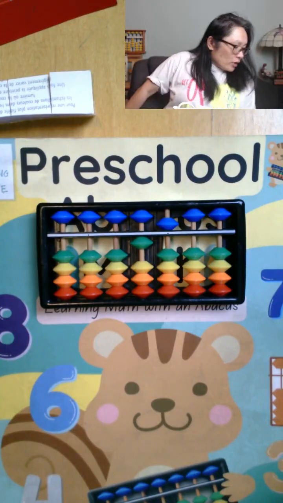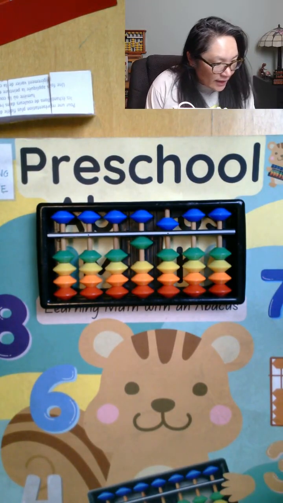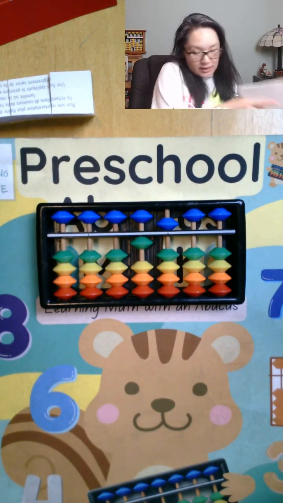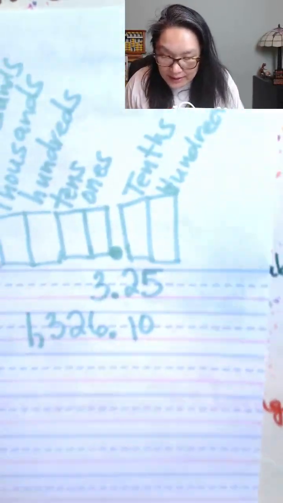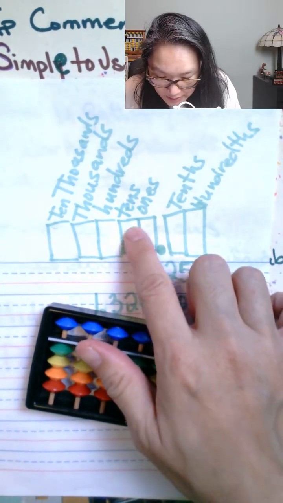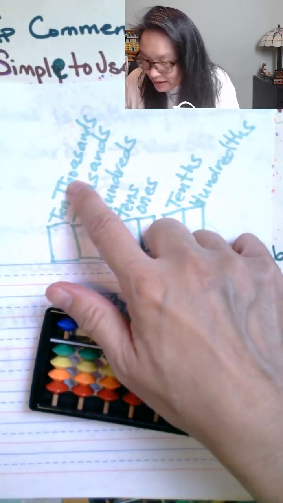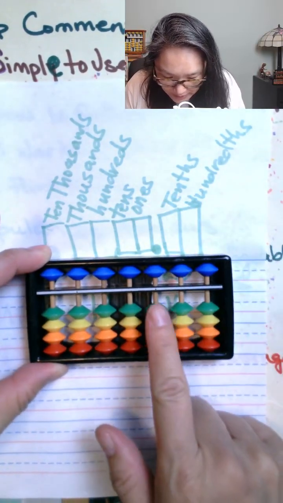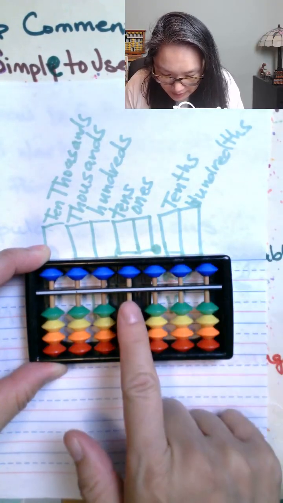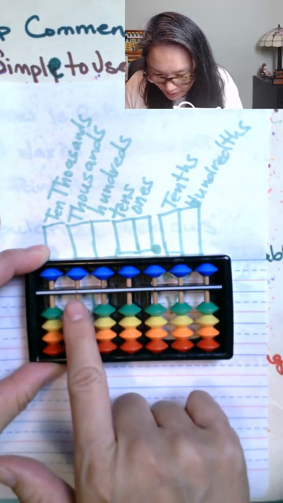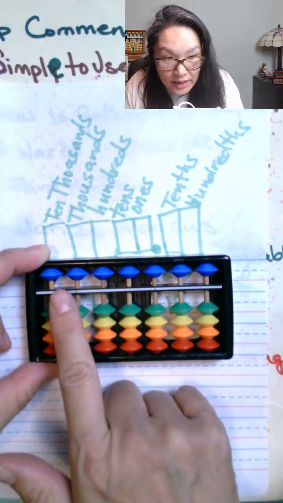So when we're learning how to read the abacus, we understand that the abacus mimics the way we write. And so I made this little chart where just like how we write, we have our ones, our tens, our hundreds, our thousands, and our 10,000. I mimicked what I have. So we have our ones, this is the ones. We have our tens, this is the tens. Hundreds is our hundreds, thousands is our thousands, and 10,000 is our 10,000.